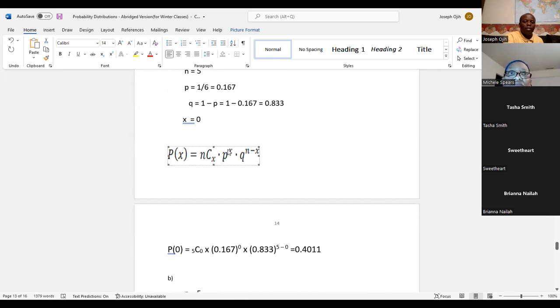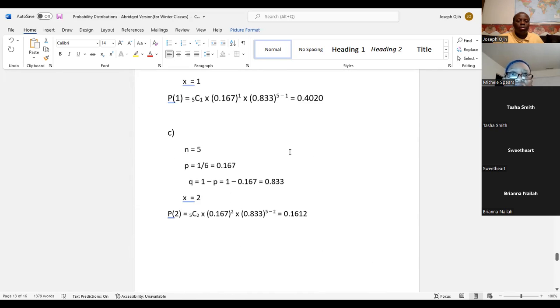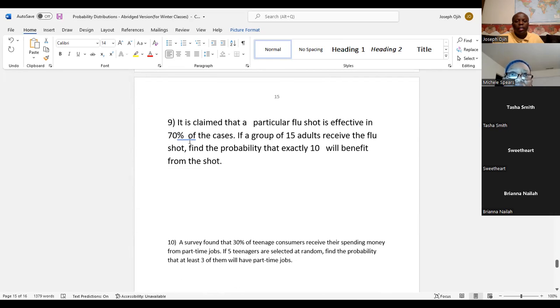Let me copy this formula again. So let's do this one. It says, it is claimed that a particular flu shot is effective in 70% of the cases. If a group of 15 adults received the flu shot, find the probability that exactly 10 will benefit from the shot.